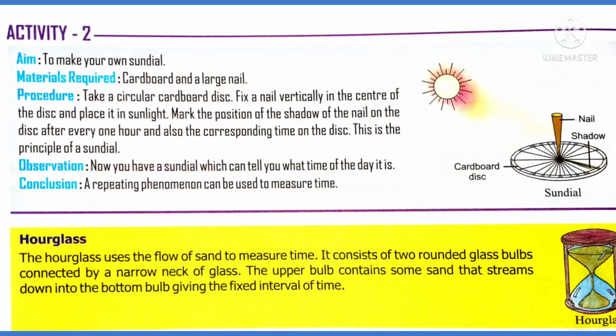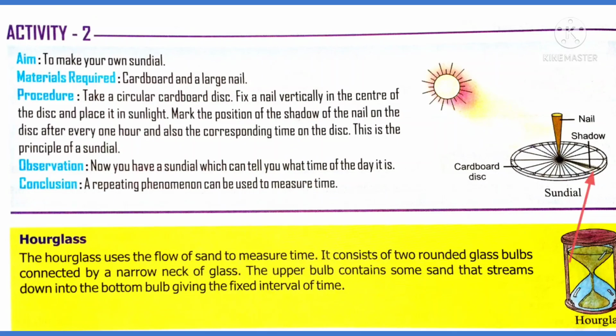Here is Activity 2: to prepare a sundial. To prepare a sundial, we require cardboard and a large nail. Make a circular cardboard disc and fix a nail vertically at its center, and keep it in a place with sunlight. What do you notice? You can see the shadow, and mark the shadow in the morning, afternoon, or every 2 hours. By measuring the length of the shadow, we come to know the time of the day.